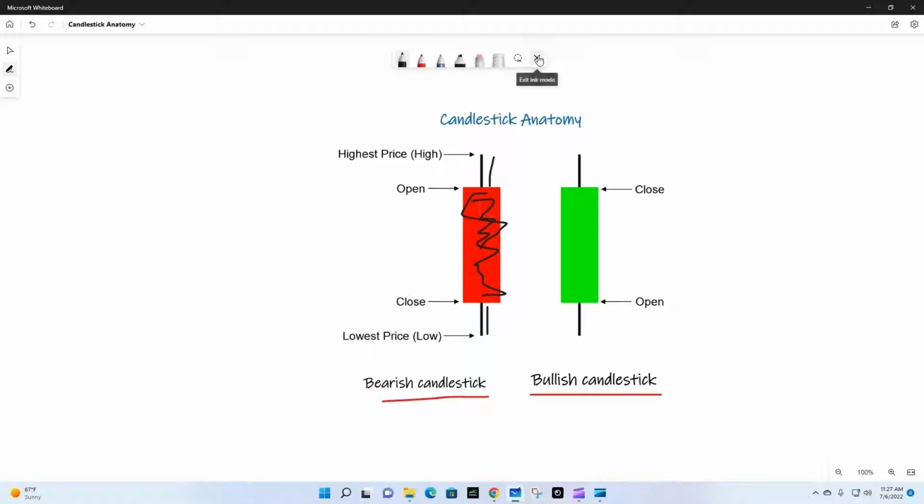So the candlestick will show you the open price. So this is the open price for the bearish candle, and then it will also show you a close price. This is where you'll find your price point during the close of the market session. It will also show you the high, the highest price point during that market session, and also the lowest price point during the market session.